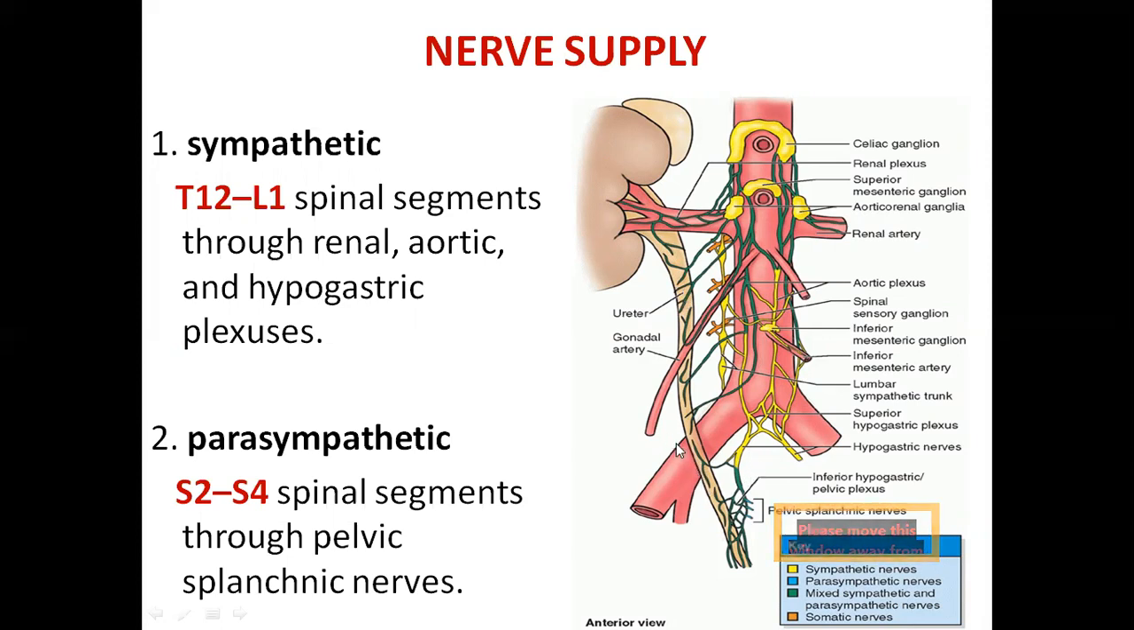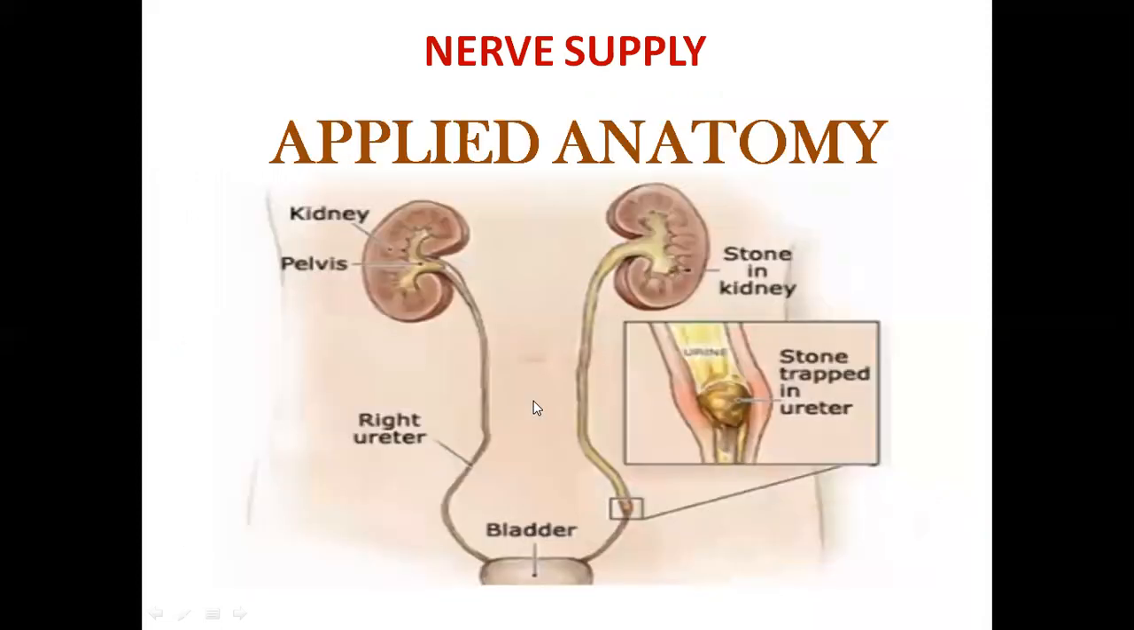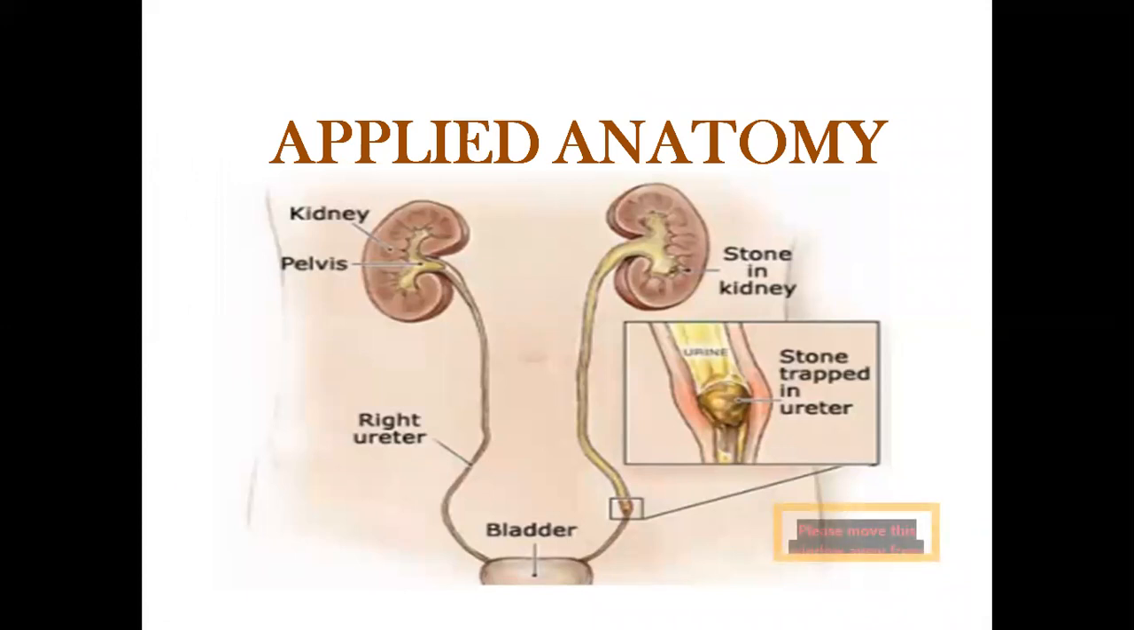Parasympathetic supply comes from S2 to S4 spinal segments through the pelvic splanchnic nerves. Now that finishes the ureter: gross features we saw, constrictions we saw, blood supply and nerve supply. And then coming to the applied anatomy.